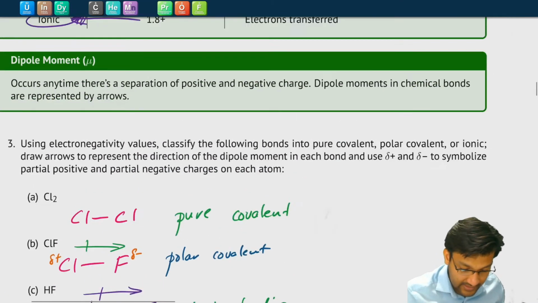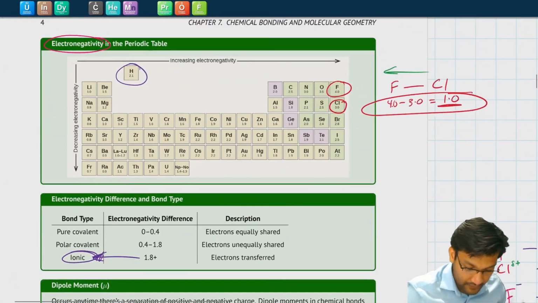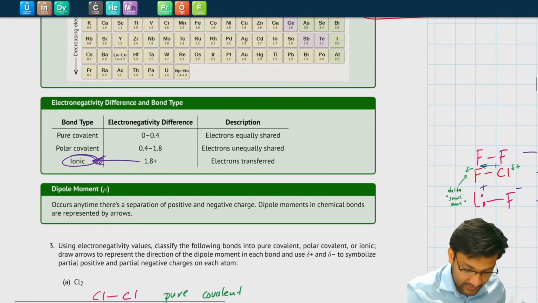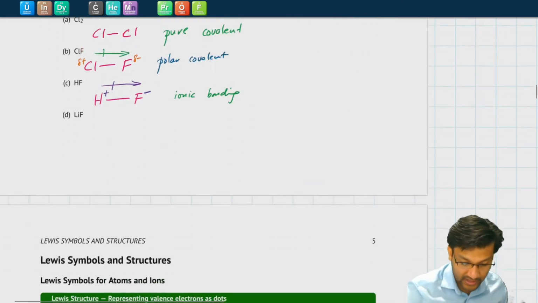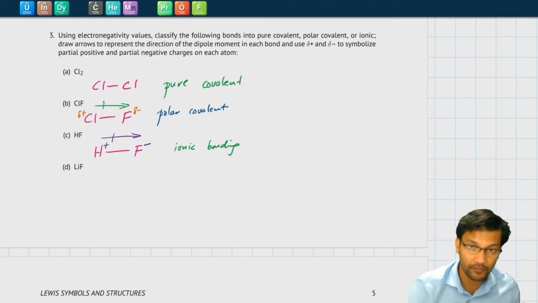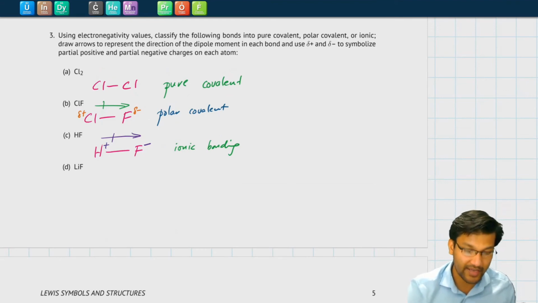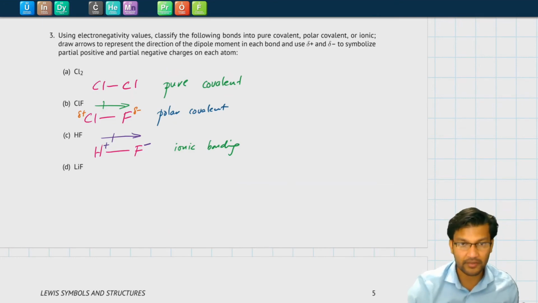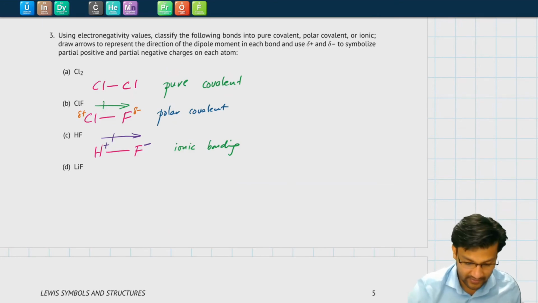So you can look at this table of electronegativities and then look at this chart for electronegativity differences, and you can figure out which compounds form pure covalent bonds, which ones form polar covalent bonds, and which ones form ionic bonding, ignoring whether they're metals or non-metals or any of that.